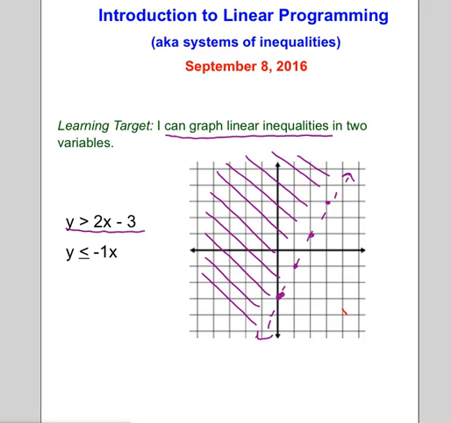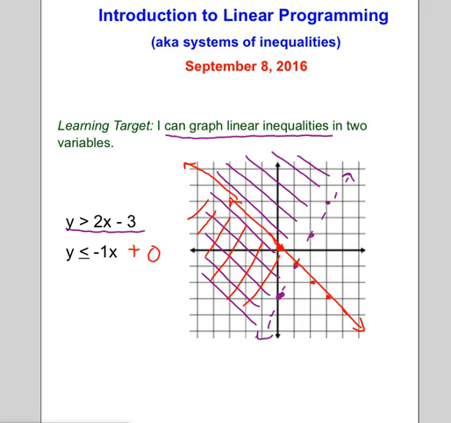Let's take a look at y is less than or equal to negative 1x. That's really plus 0, so y-intercept of 0, and a slope of negative 1, so down 1 over 1, down 1 over 1. This line is solid because it can be equal to the line. All the solutions on the line are, in fact, solutions to the inequality. And it's all values less than or equal to that line. So I'm going to extend this line a tiny bit more, and I'm going to shade below.